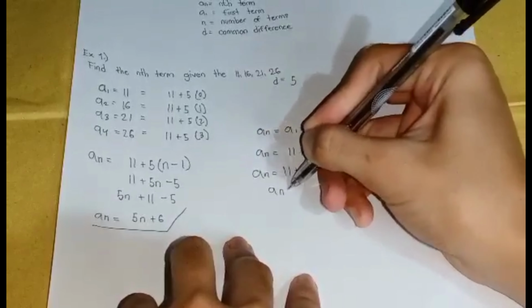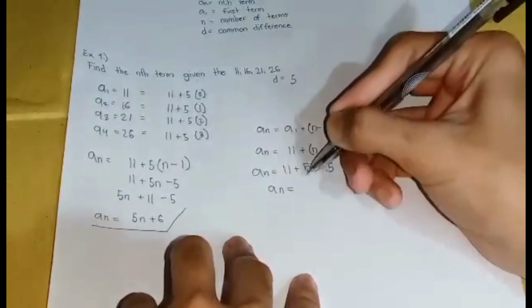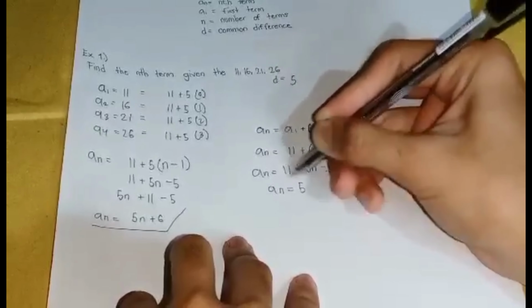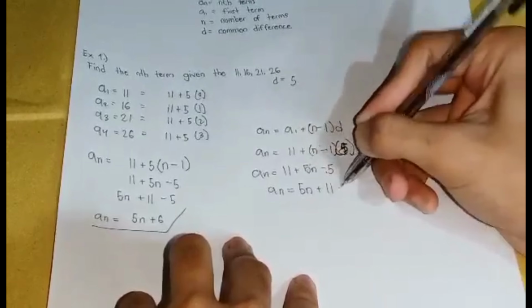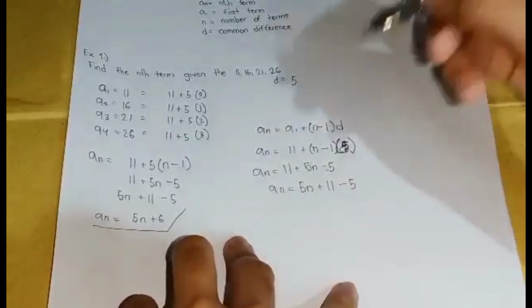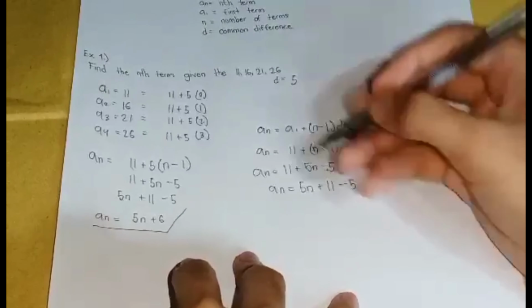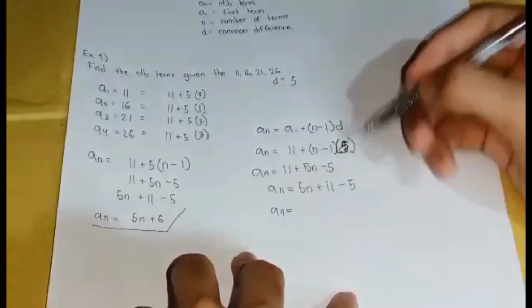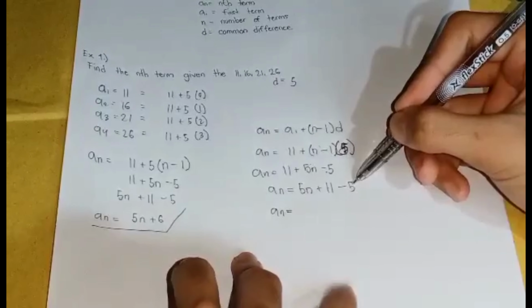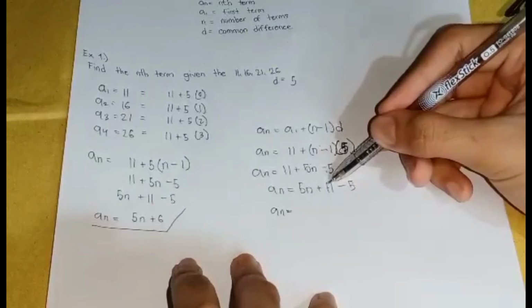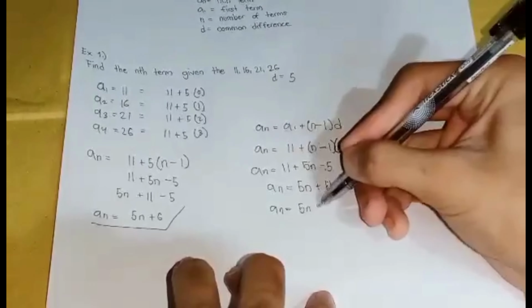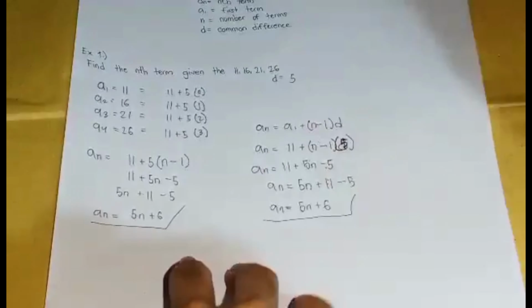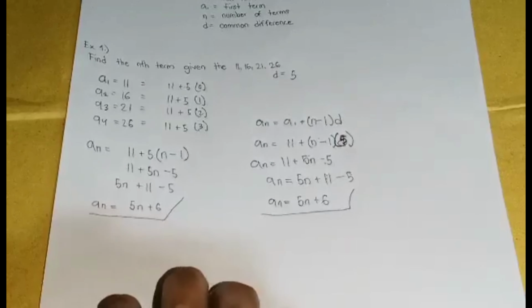A sub n is equal to 5n mauuna. So, ang mangyari, 5n giging plus 11 minus 5. Kaya nga, a sub n, 11 minus 5 is 6. Mas mataas si 11, kaya kukunin natin ang operation ni 11. 5n plus 6. So, parehas lang sila ng sagot.